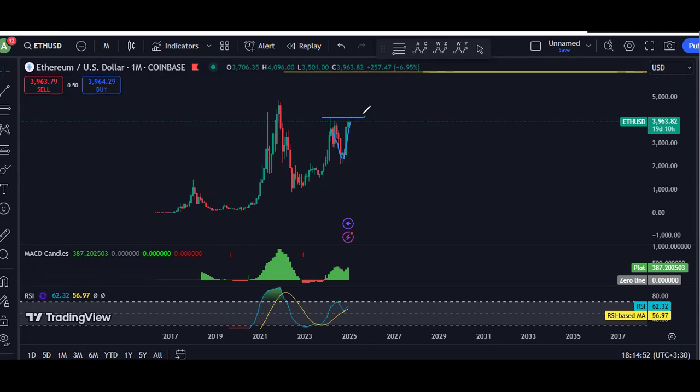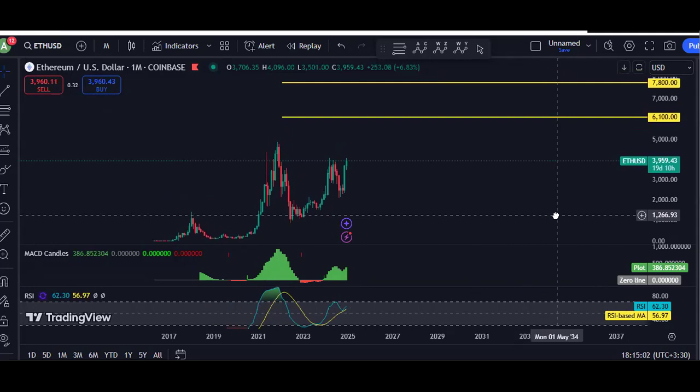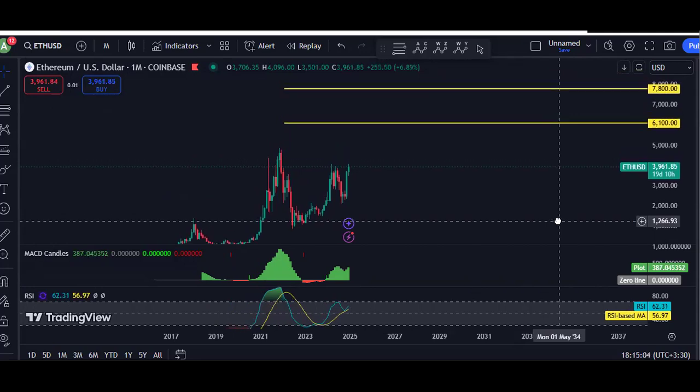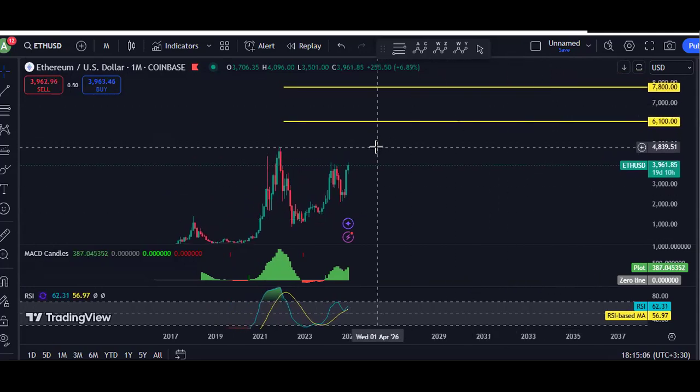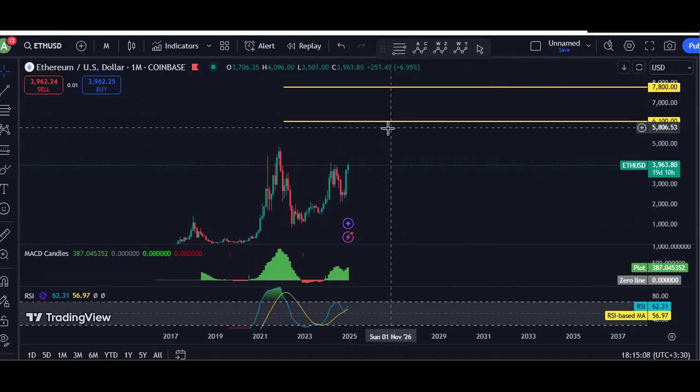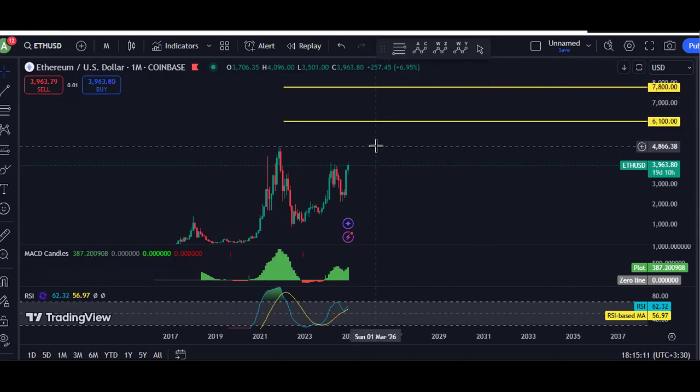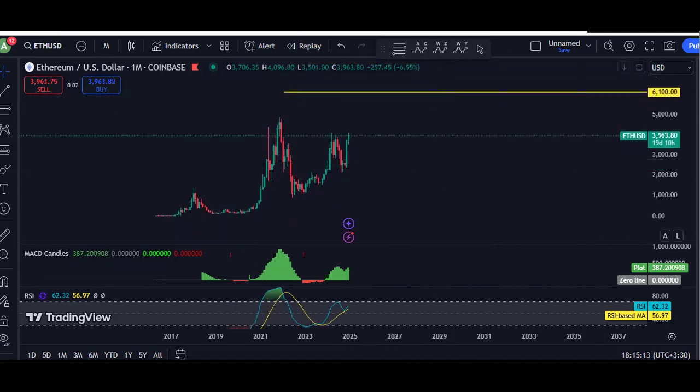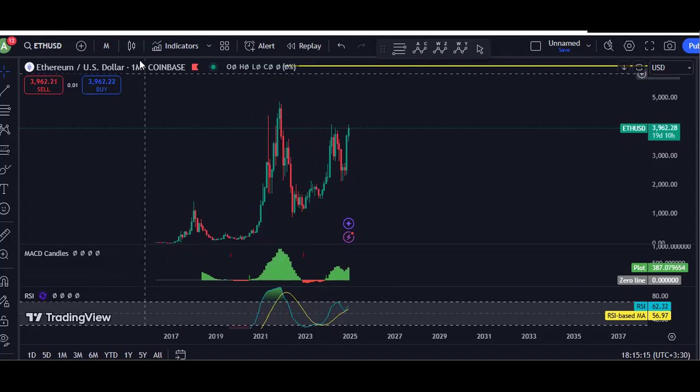We want to see the breakout of 4.1. With the breakout of 4.1, we can look for the all-time high. And with the breakout of the all-time high, we are looking for 6.1 followed by 7.8. After the breakout of the all-time high, these are the targets we're looking for. The only question is whether the price can break the previous top or not.